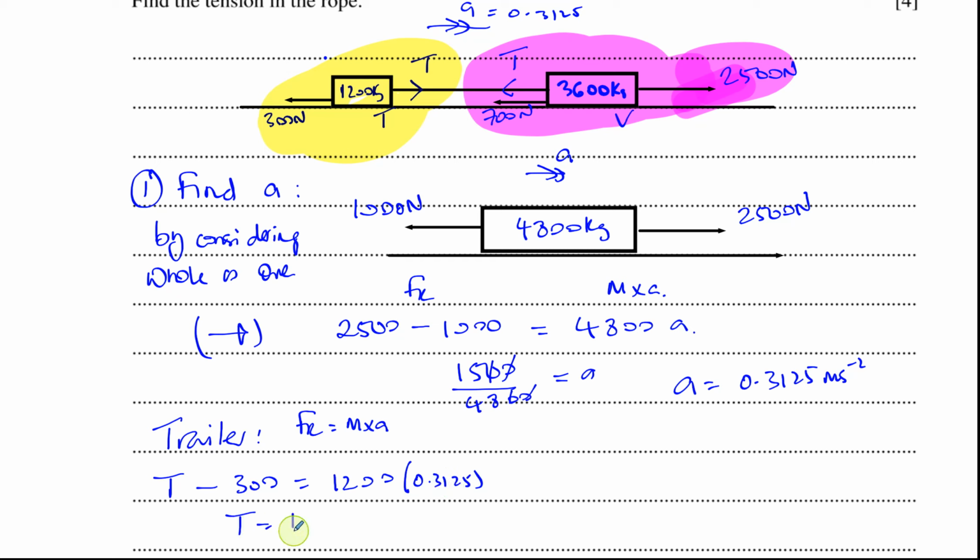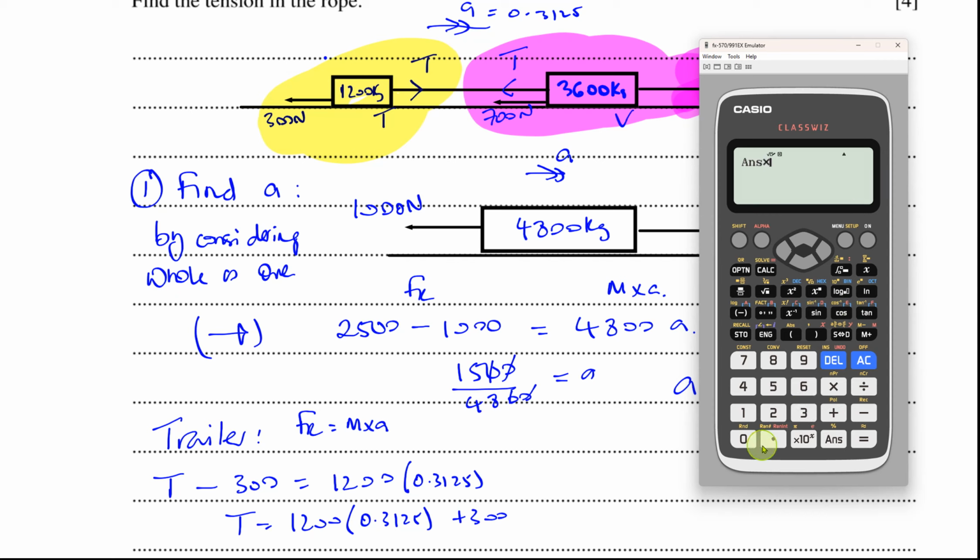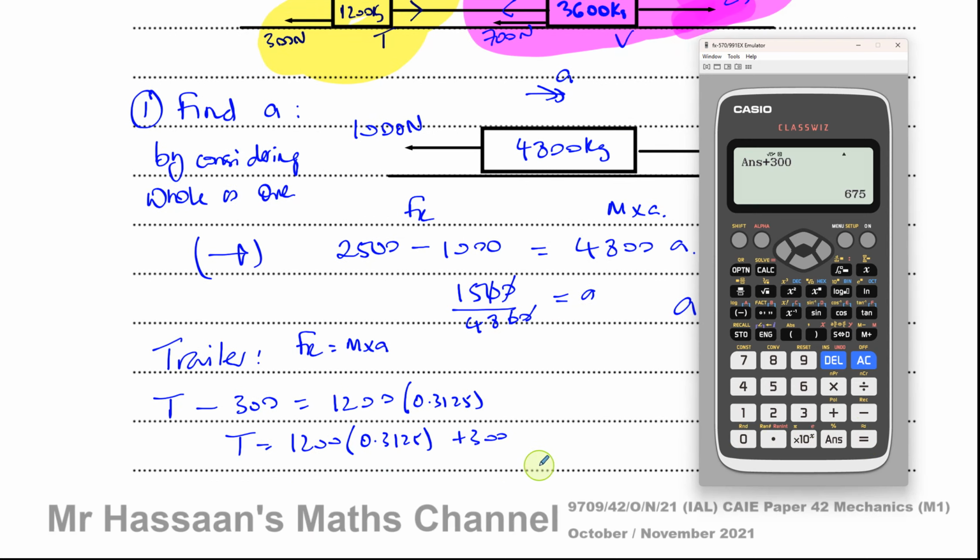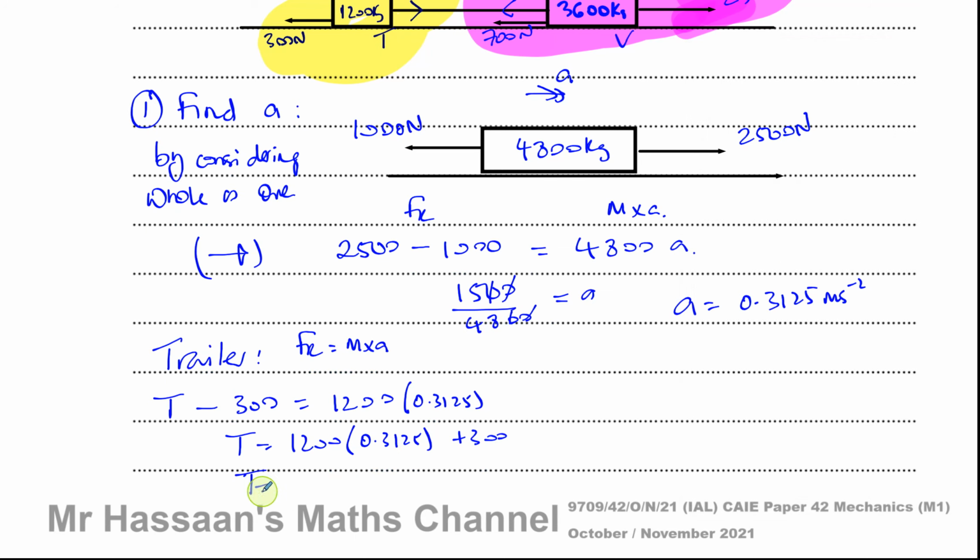So T is going to equal 1,200 times 0.3125 plus 300. We take this value, multiply it by 1,200, and add 300 to it. That gives you 675 newtons. That is the tension in the rope. As I said, I'll show you using the trailer, and we'll also show you using the truck.